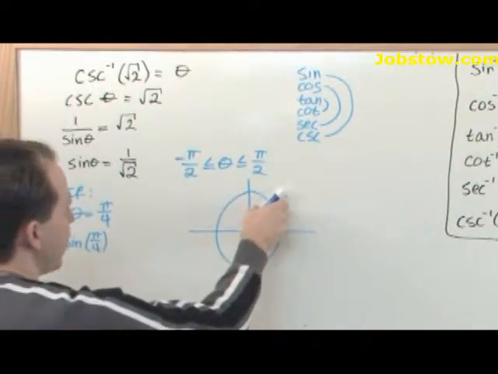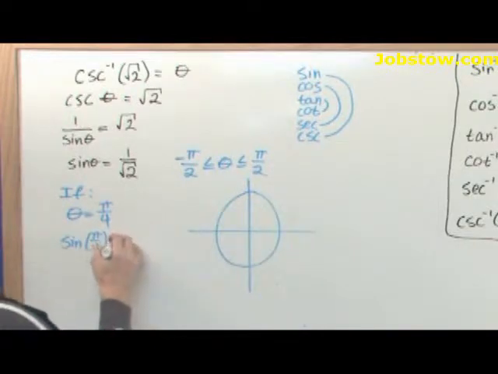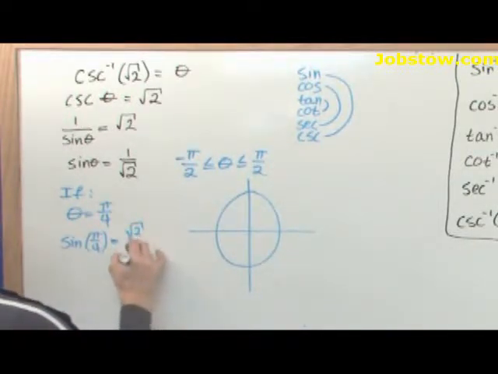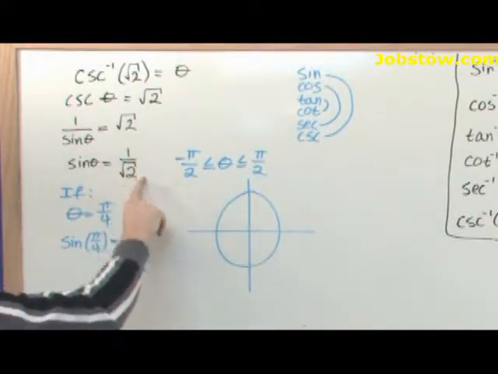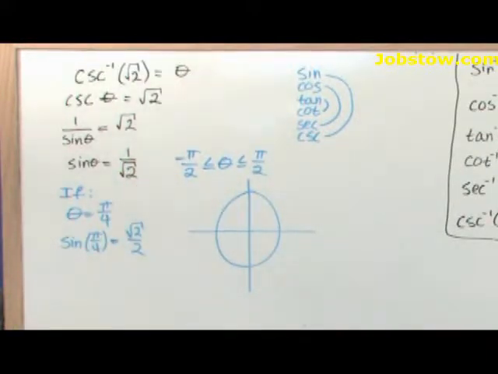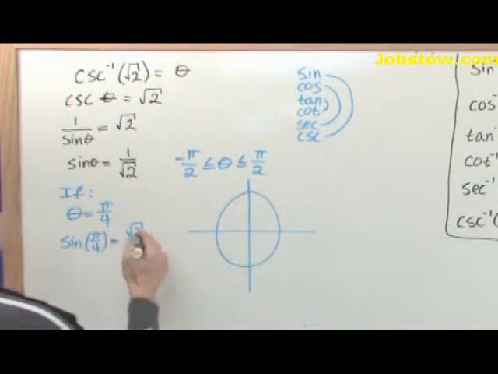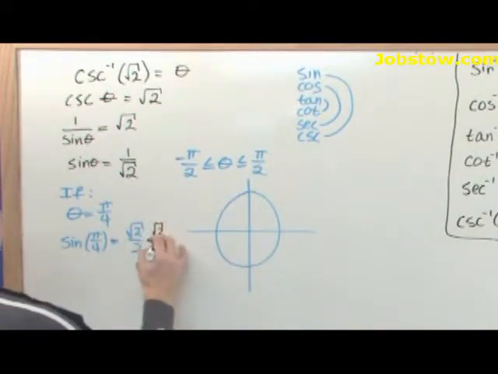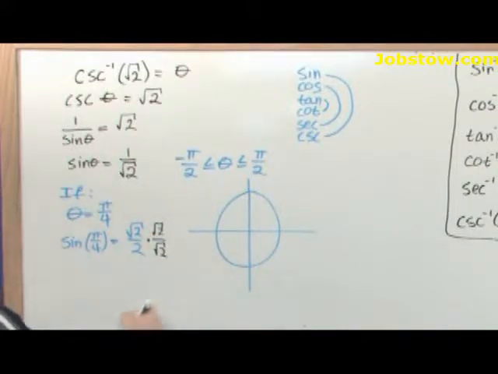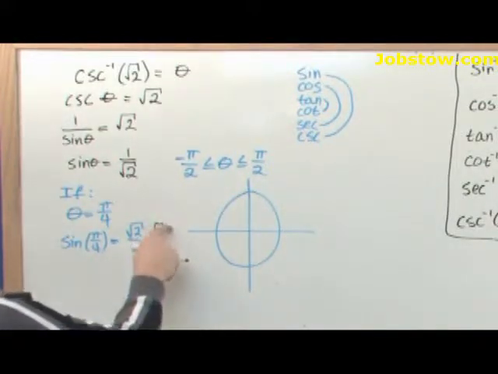Pi over 4 is here at 45 degrees, and sine of pi over 4, you should know, is square root of 2 over 2. At first you might say, well, that isn't right, because I was supposed to find an angle whose sine is 1 over square root of 2, and this returns square root of 2 over 2. But just to prove it to you, these are actually the same thing. I can take this fraction and multiply it by square root of 2 over square root of 2. I'm just multiplying by 1.